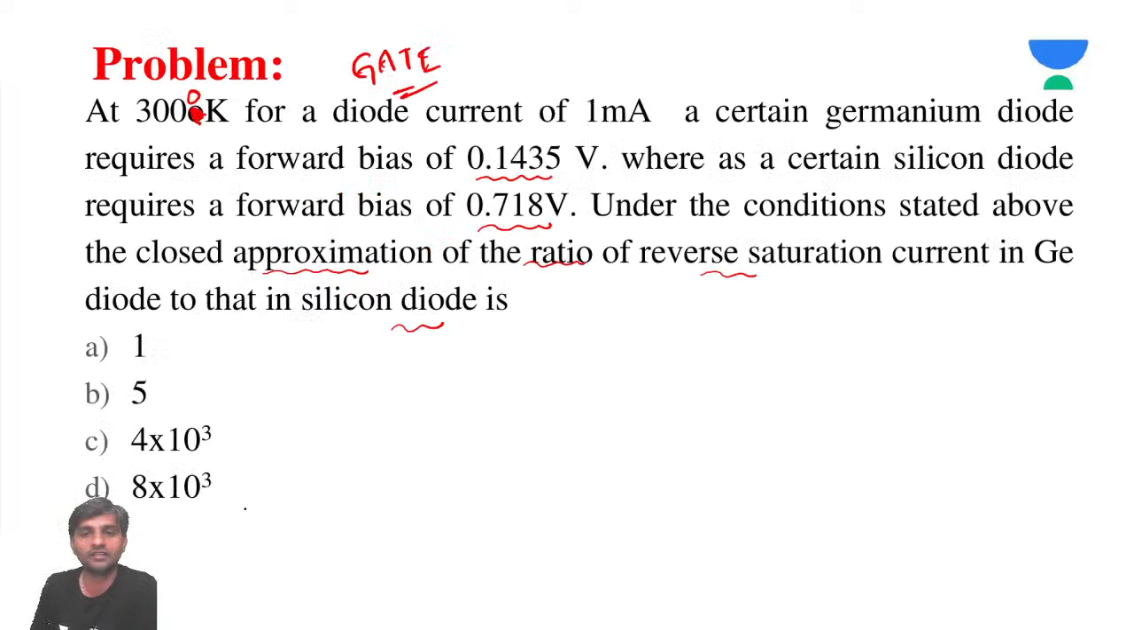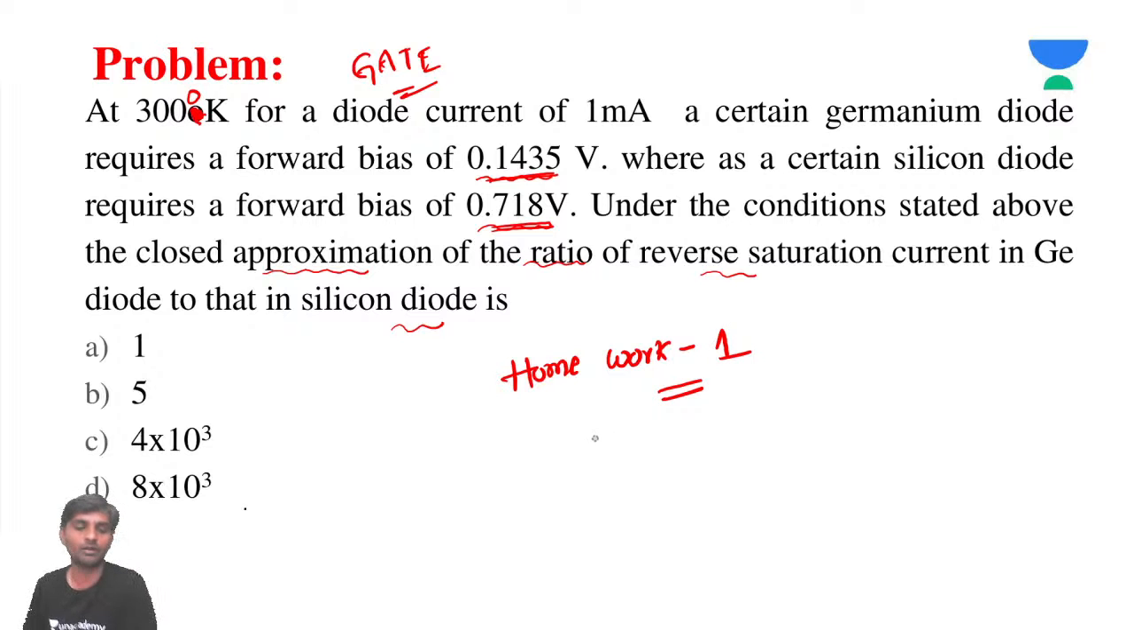So you will do it, right? He has given the values. Temperature he has given. He has given the voltages V_Ge and V_Si, and you try to calculate this. You do this as homework. Homework problem one. It is a very simple problem, you need not worry. Do it at home, and post it in the comment box.